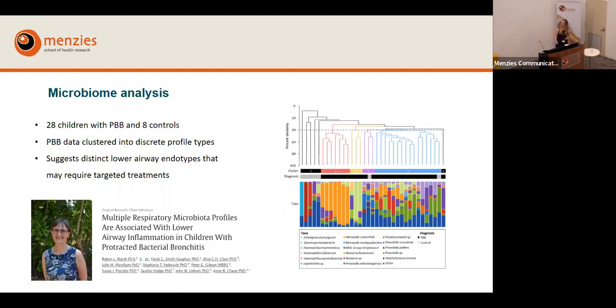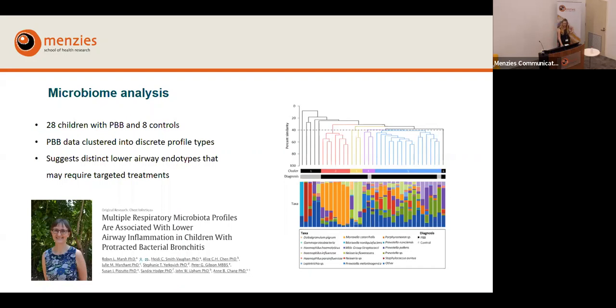Sorry, that's a mouthful. And what it shows you is that basically the PBB data falls into two specific groups. You've got one group that is dominated by a known respiratory pathogen, in this case with the orange bars, for example, Moraxella catarrhalis. And the other group is actually showing a really diverse microbiome. So that was quite an interesting finding.